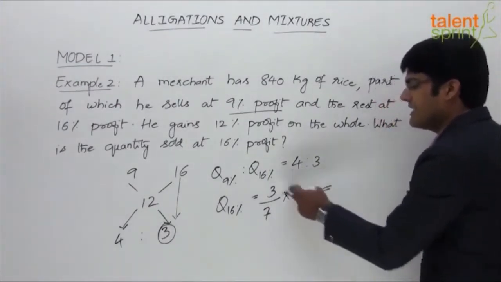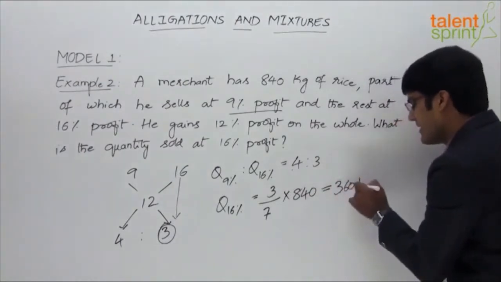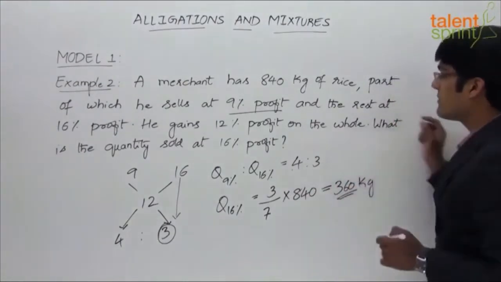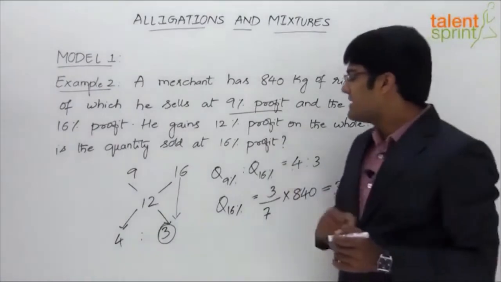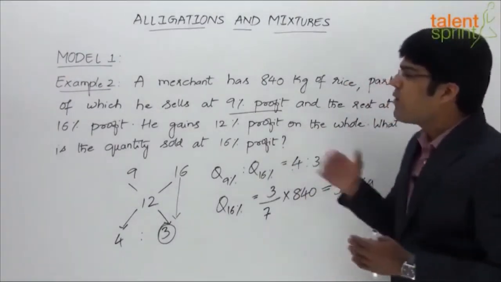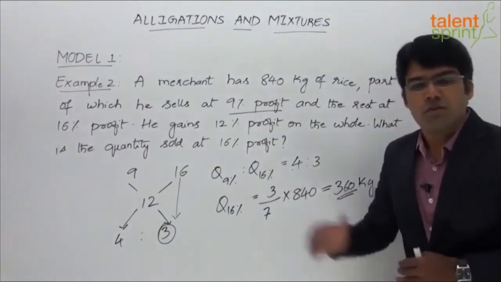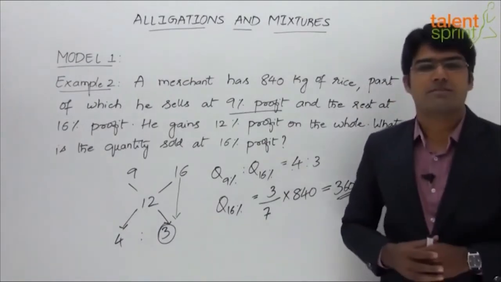7 goes 120 times into 840, and 120 times 3 gives you 360. So we can say 360 kg of rice was sold at 16% profit. So this is how we can apply the alligation rule for solving questions based on mixtures.